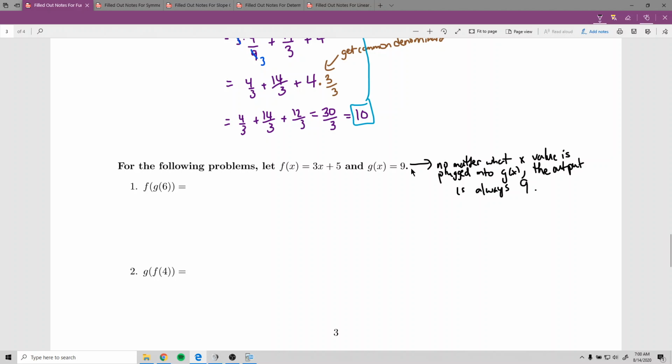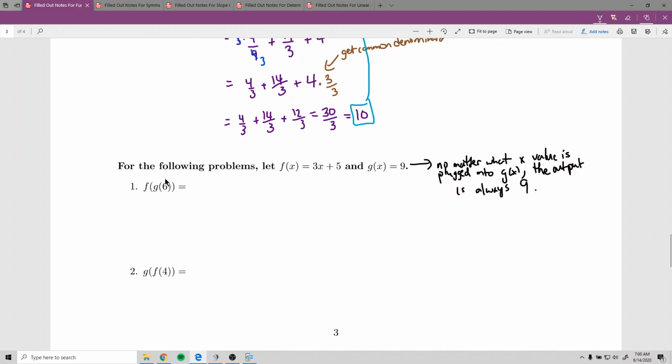So what I typically find here is that if there's not a letter there, people just want to multiply by that number. Meaning if you did g of 2, some would say that's 18, but it's 9. It's always 9, no matter what x value. I could plug in 0 for x, and the output is 9.